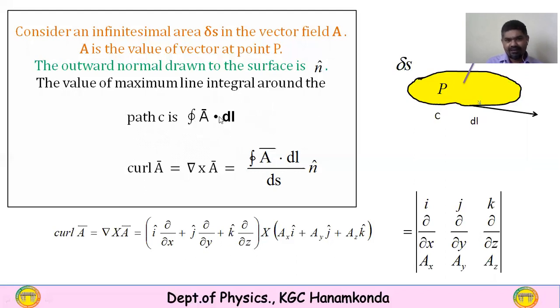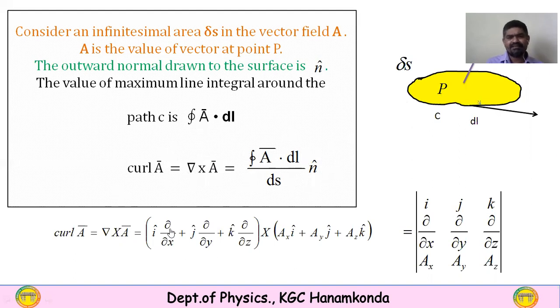Therefore, the curl of this vector field is maximum line integral per unit area. The maximum line integral is line integral A bar dot dl bar divided by its area, that is delta S. It is multiplied by this unit normal vector, which gives us the curl of this vector field. Therefore, the curl of a vector field in this surface area is the maximum line integral per unit area into n cap. This is mathematically calculated by taking the cross product between the del operator and the vector field. Here you know curl A is written as del cross A bar.